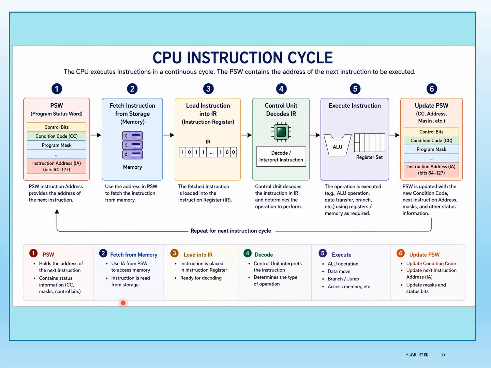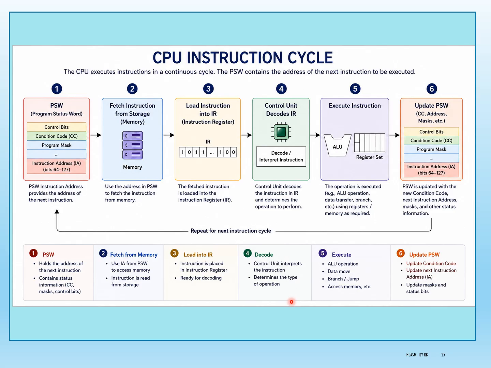So one more time, PSW holds the address of the next instruction, and contains status information like CC, mask, control bits, and all that. Then use IA from the PSW to access memory. IA is the instruction address. It is there in a so-and-so place. Pick it up from there. The instruction is read from the storage. It gets loaded into IR. The instruction is placed in the instruction register. Now it is ready for decoding.